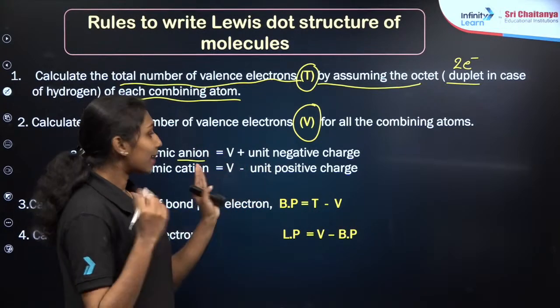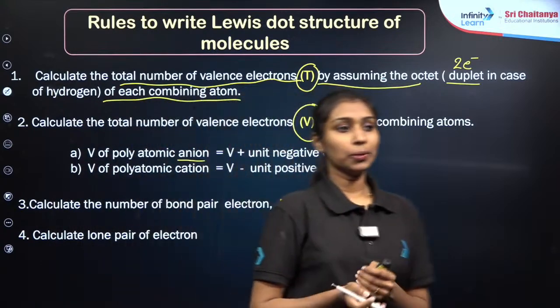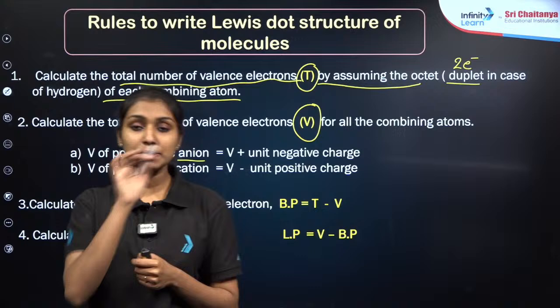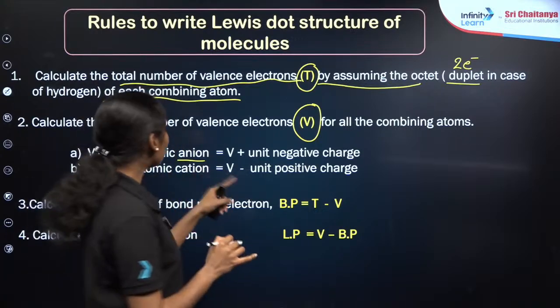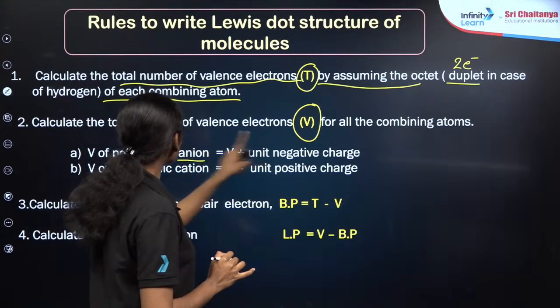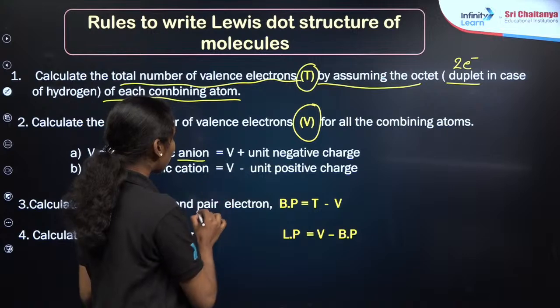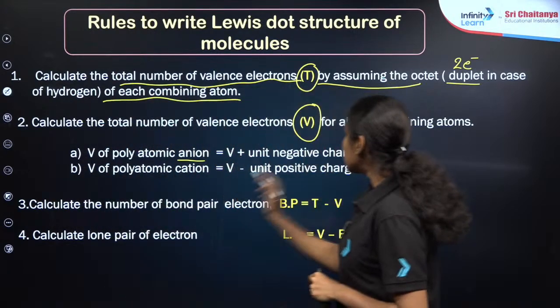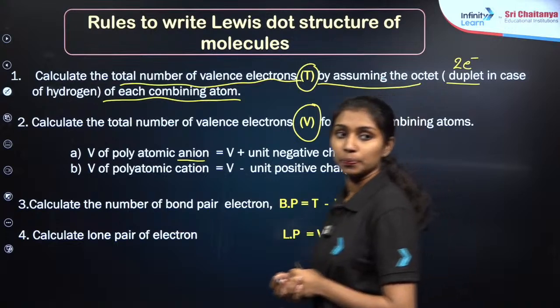Clear? I will explain with examples, no need to worry. Then, if it is a polyatomic cation, which means positive charge, right? In order to find the total number of valence electrons on the polyatomic cation, we will find the valence electrons by taking the difference with the unit positive charge. Clear?